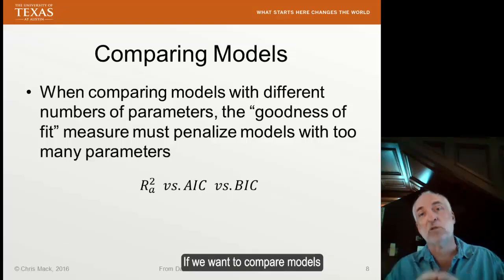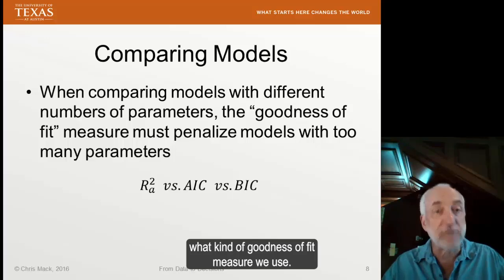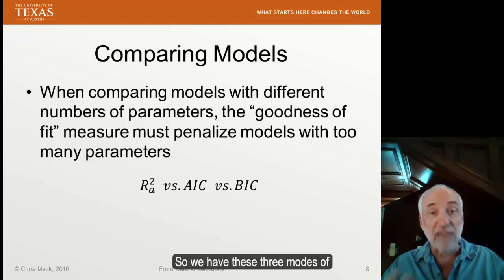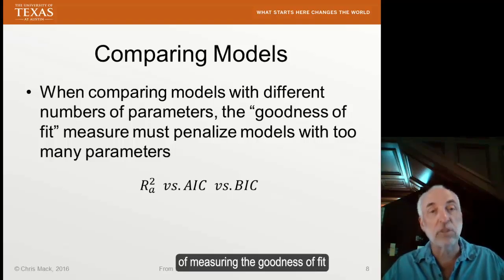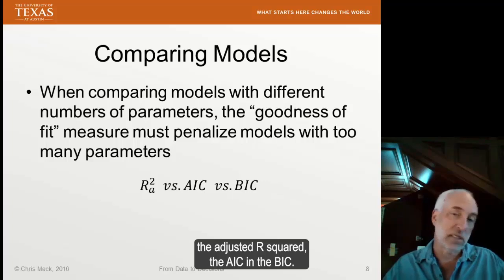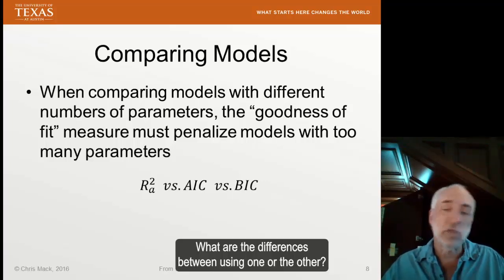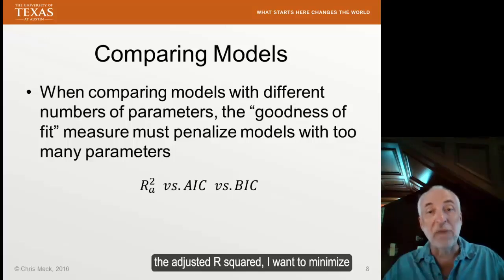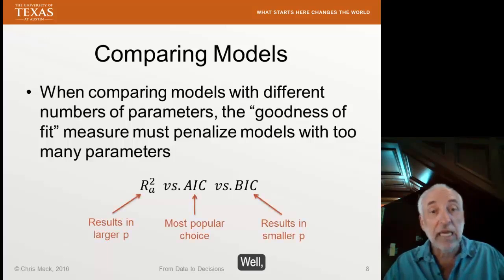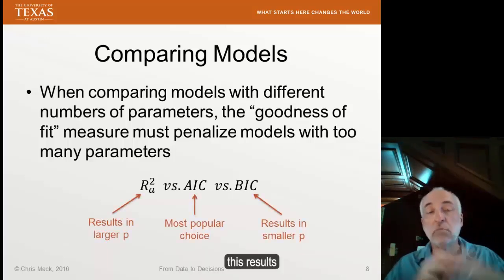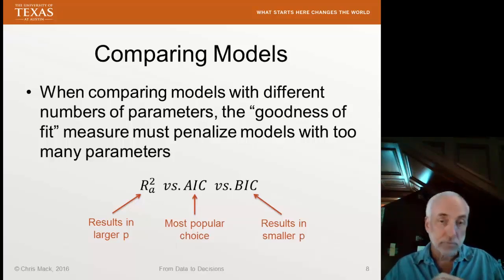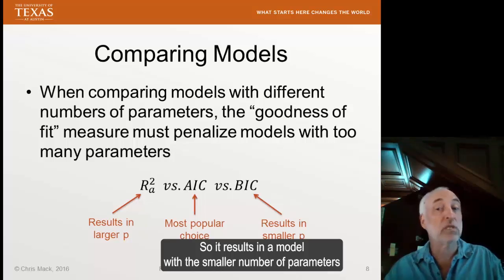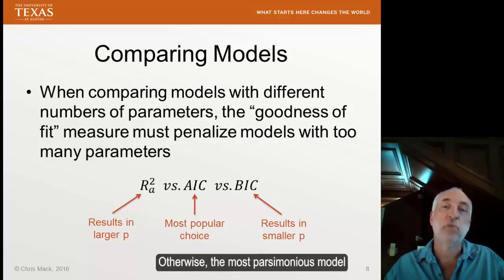So let's summarize. If we want to compare models with different numbers of parameters, we have to be careful what kind of goodness of fit measure we use. We need a goodness of fit measure that will penalize our model for getting too complex, for getting too many parameters. So we have these three modes of measuring the goodness of fit: the adjusted R-squared, the AIC, and the BIC. What are the differences between using one or the other? If I want to find the best model, I either maximize the adjusted R-squared, or I minimize the AIC or the BIC. Well, if I use the adjusted R-squared, this results in models that have a larger number of parameters. The BIC penalizes us the most for having more parameters, so it results in a model with the smaller number of parameters that it says is the best model. In other words, the most parsimonious model.